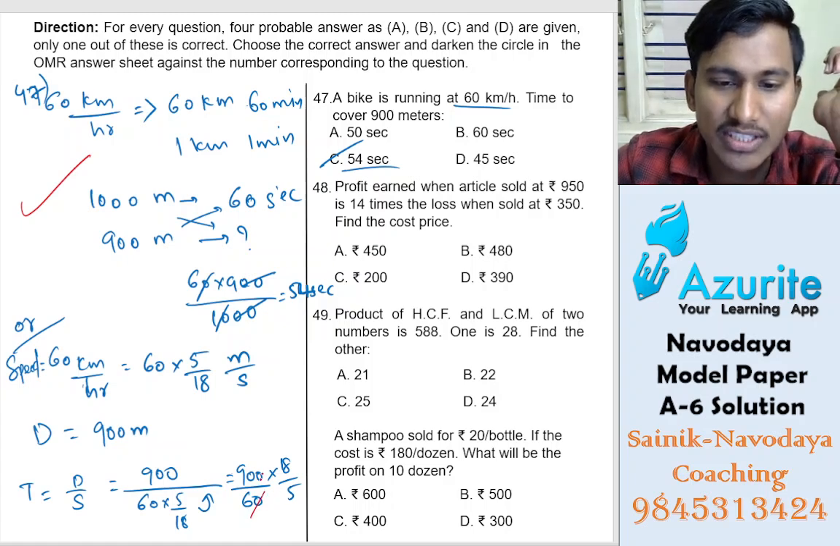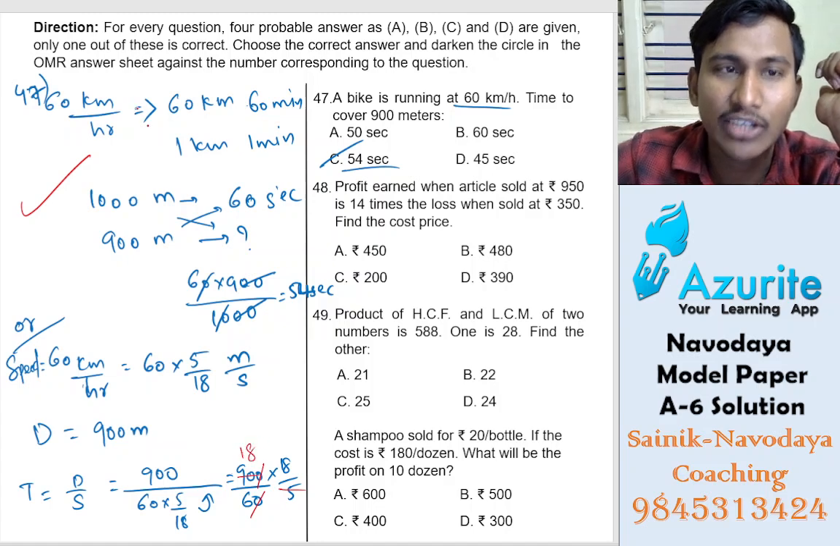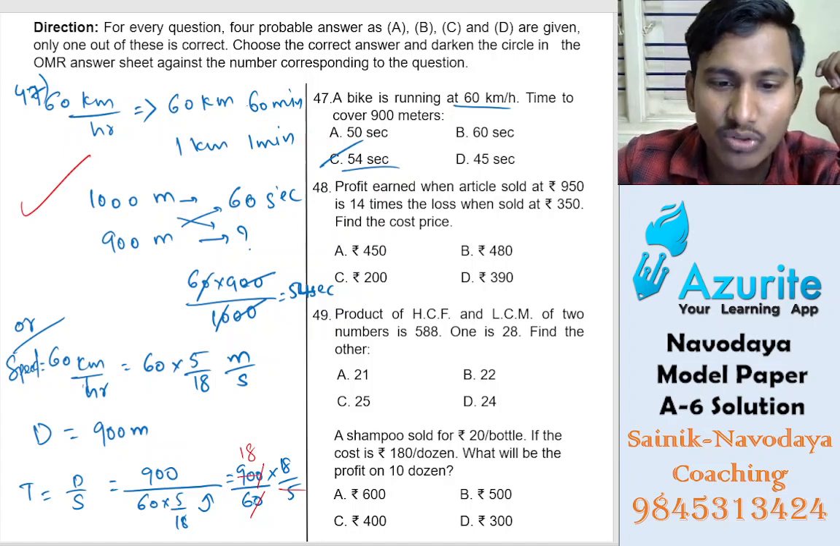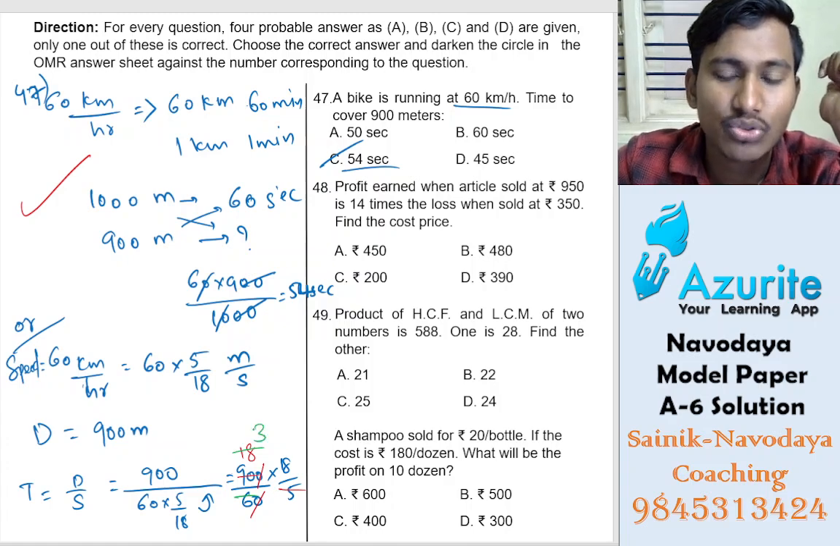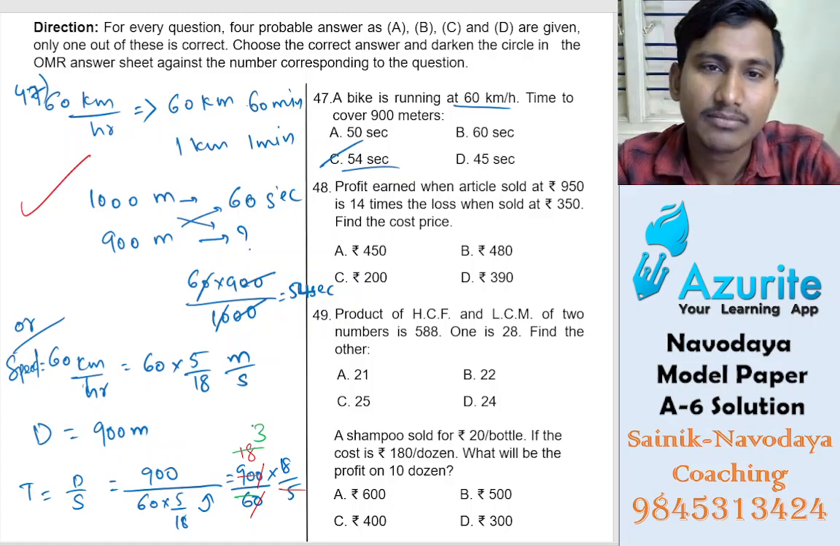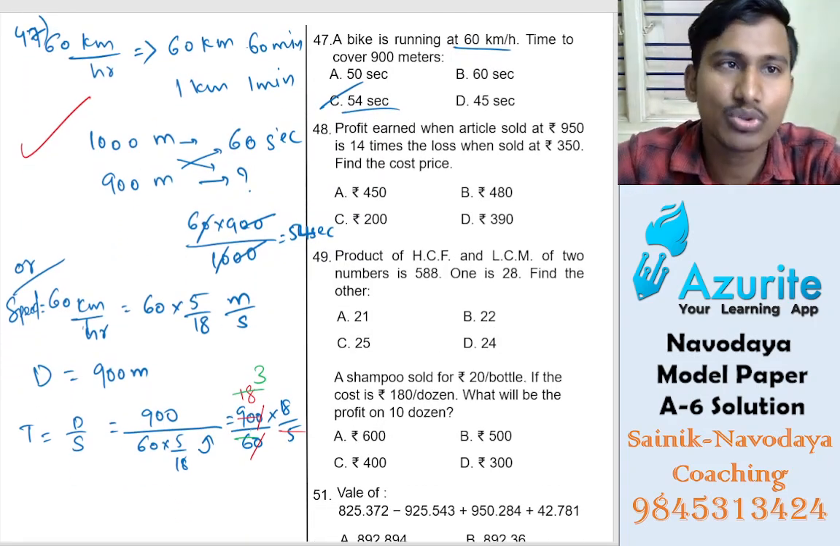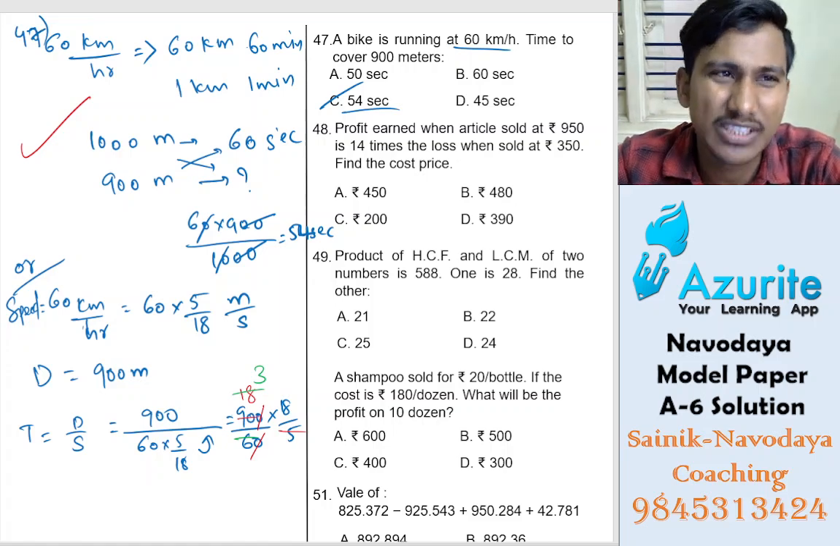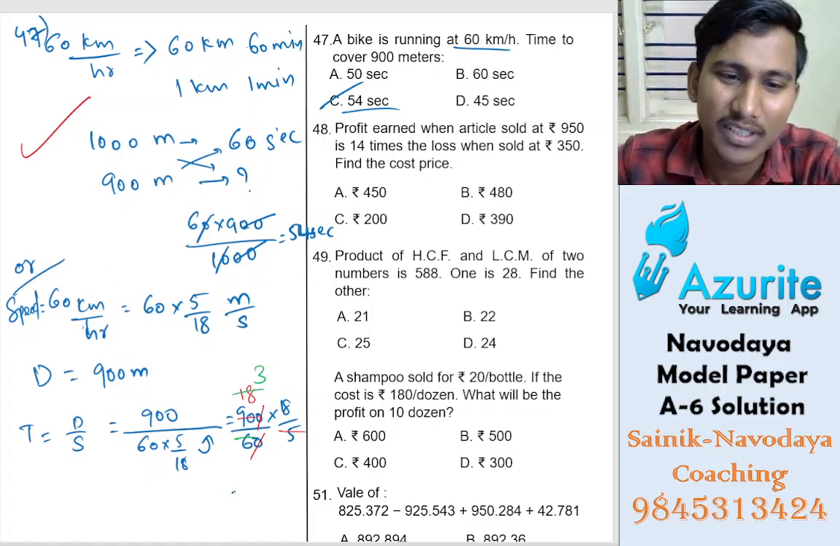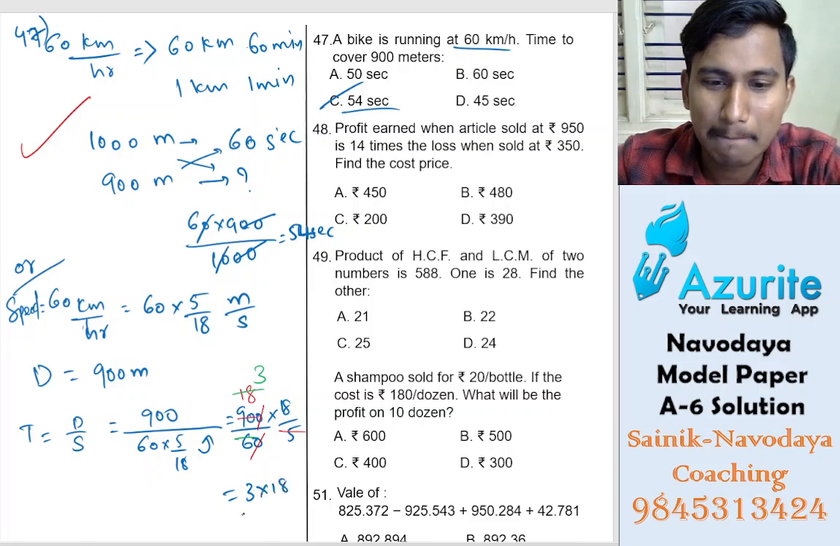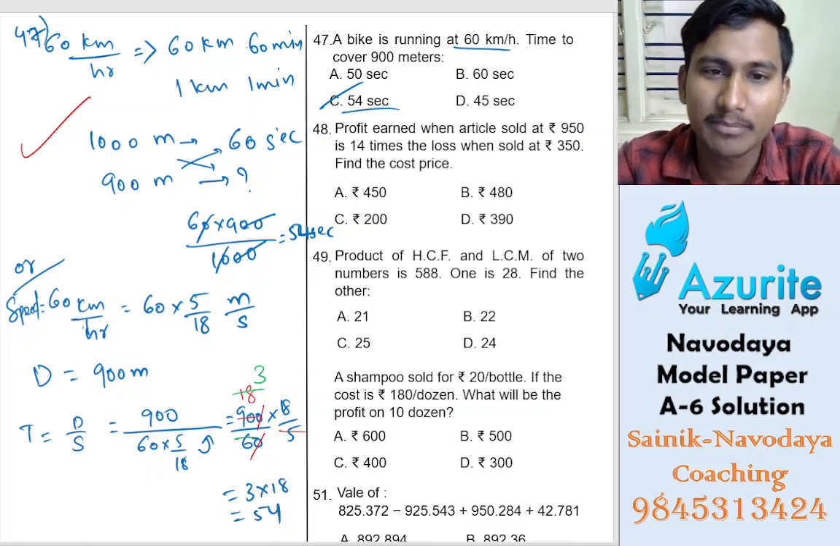Okay, so here 10 and 10 cancel. Now here, 5 how many is? 18 5s are, right? Now you have to cancel with 6, right? So 6 how many is? 6 3s are 18, right? So 3 18s are how much? It is 54. So both ways you will get 54 only. You do the first method, that is a little easier. Okay, understand? Got it?